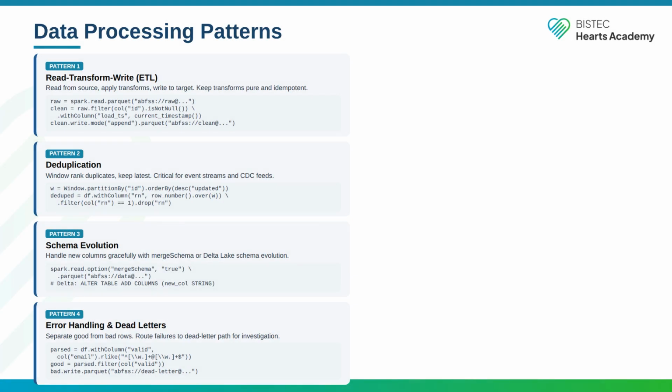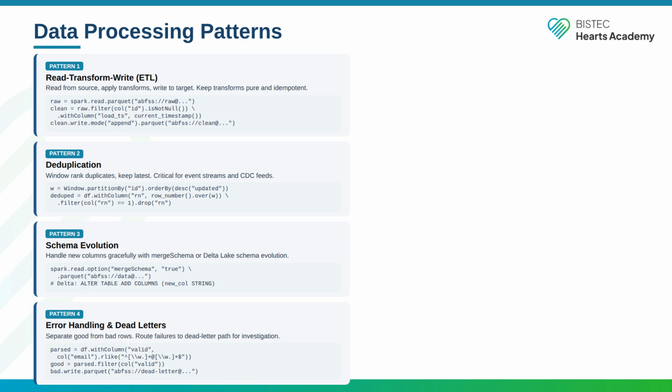Now let's talk about the 4 patterns you'll use in almost every production pipeline. Pattern 1. Read, transform, write. This is the ETL backbone. Read from your source, whether that's Azure Data Lake Storage, a database, or an API landing zone. Apply transformations and write to your target. The key principle is to keep transforms pure and idempotent. If you run the pipeline twice with the same input, you should get the same output.